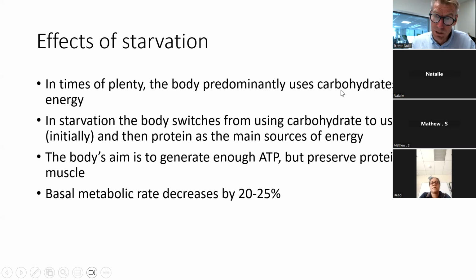The hormones that govern carbohydrate metabolism is predominantly insulin, whereas during periods of starvation, insulin levels drop very dramatically, and you have more cortisol, more adrenaline, etc., that leads to a breakdown of fat, and then eventually using protein or your muscle as a source of energy. Yeah, the body's aim all the time is to generate enough ATP, that's the energy it needs for cellular metabolism, but try to preserve protein and muscle. So that's why protein is used last.